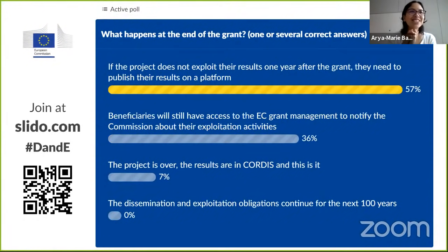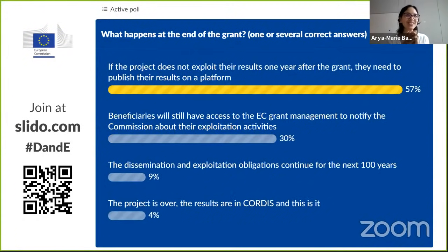Interesting, yeah? So yes, I can see that most of you were following my presentation closely, because indeed, after 1 year, if you have not published, you need to publish on the Horizon Results Platform, and there were 2 correct answers.